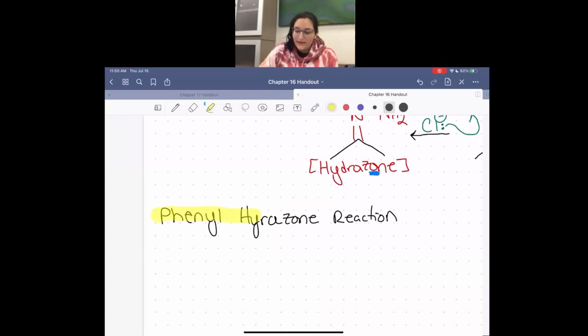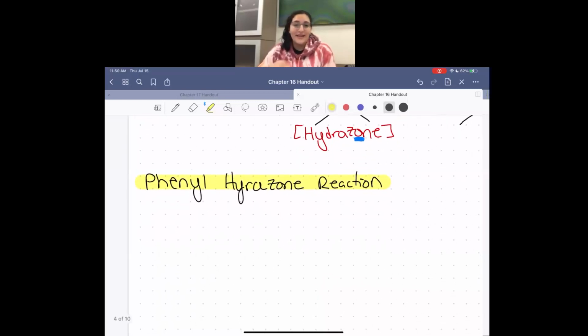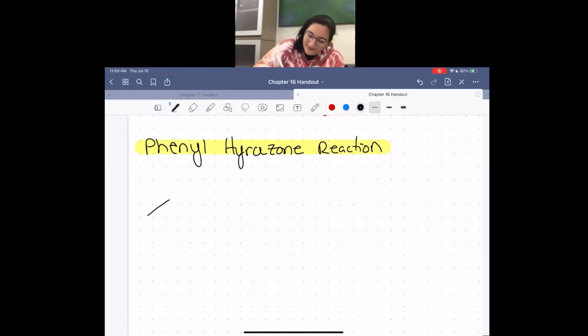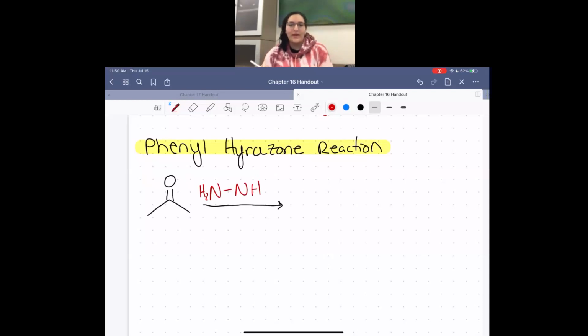And the phenylhydrazone is pretty much exactly just like the hydrazone reaction. So we have a ketone or an aldehyde. We're going to draw a long arrow because this reagent is big. So we have H2N, NH, hydrazone. And then all we attach is a Ph for phenyl. So I'm going to write Ph equals this guy.